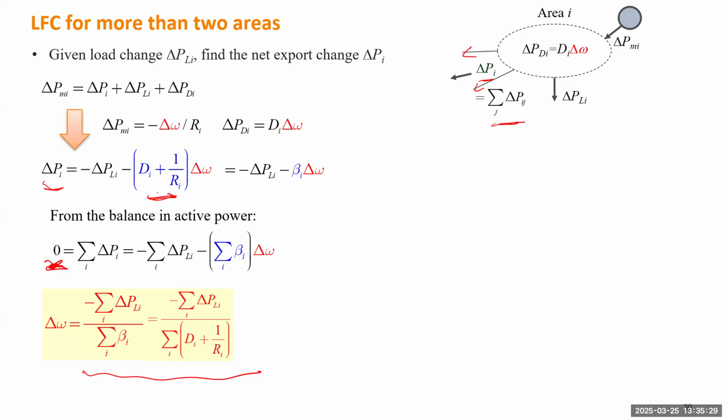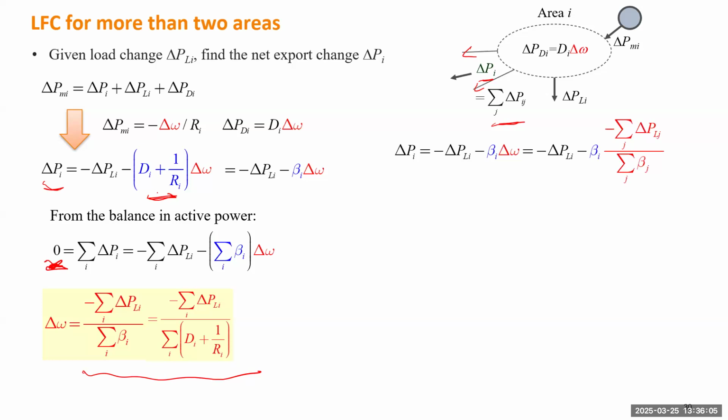So in this formula, the numerator will be the total change of all loads of all areas. If right now it's not just one area having a change of load, you have a load change here or there, you just calculate the total change on the load and divide by the sum of all the beta factors, which is the beta factor of the entire system. So that will tell you the frequency deviation.